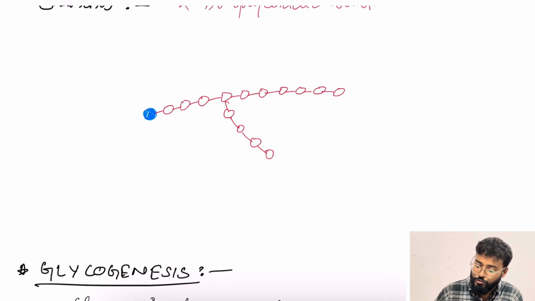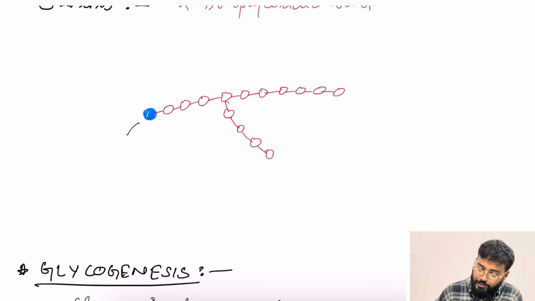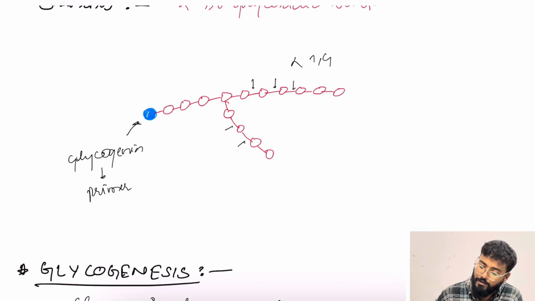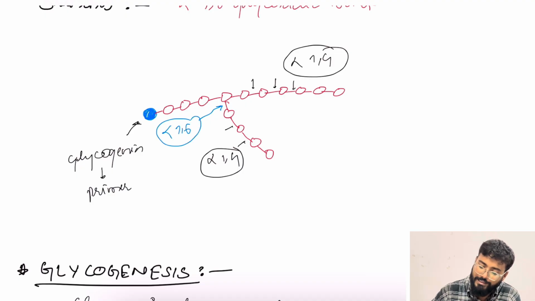In this diagram you can see this is your primer, which is known as glycogenin, and these are all alpha 1,4 glycosidic bonds, and this right here, from where the branch originates, is your alpha 1,6 glycosidic bond.